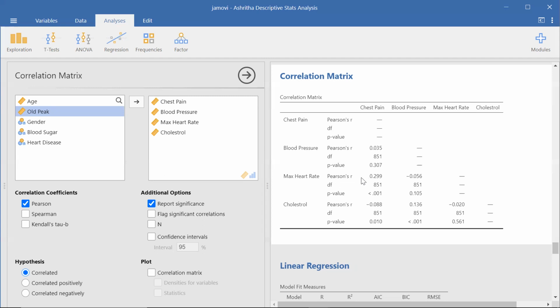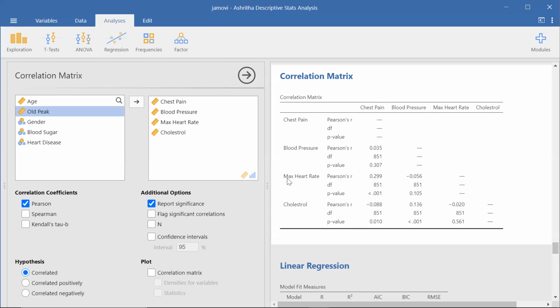So here, the value of R is 0.299, which is close to 0. However, it is a positive value, and that means there is a slight positive relationship between maximum heart rate and chest pain. Here, when we look at cholesterol and blood pressure, the alternative hypothesis saying that there is a relationship is accepted, and the value between them is 0.136 for the Pearson's R. So it means that there is a slight positive relationship as well.